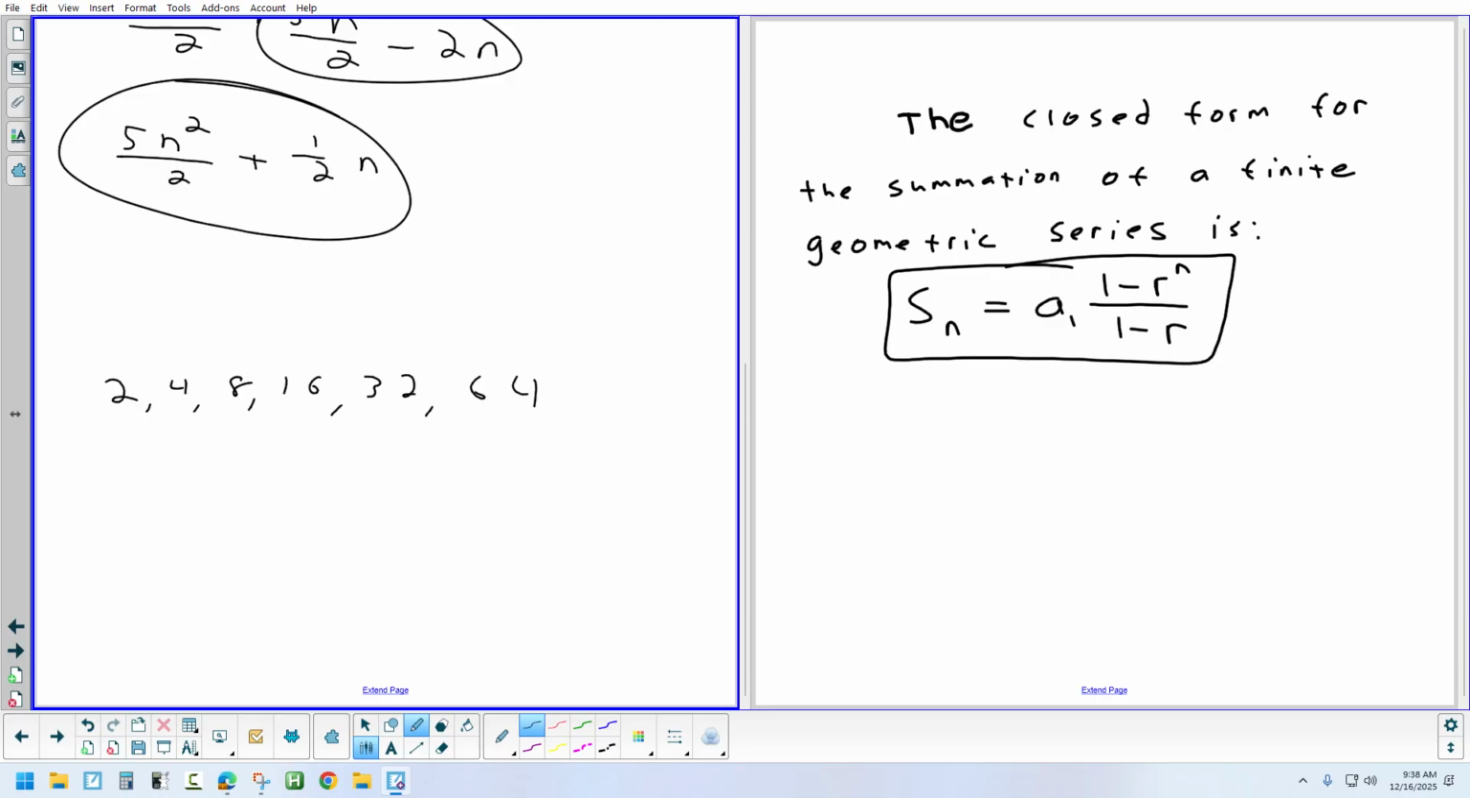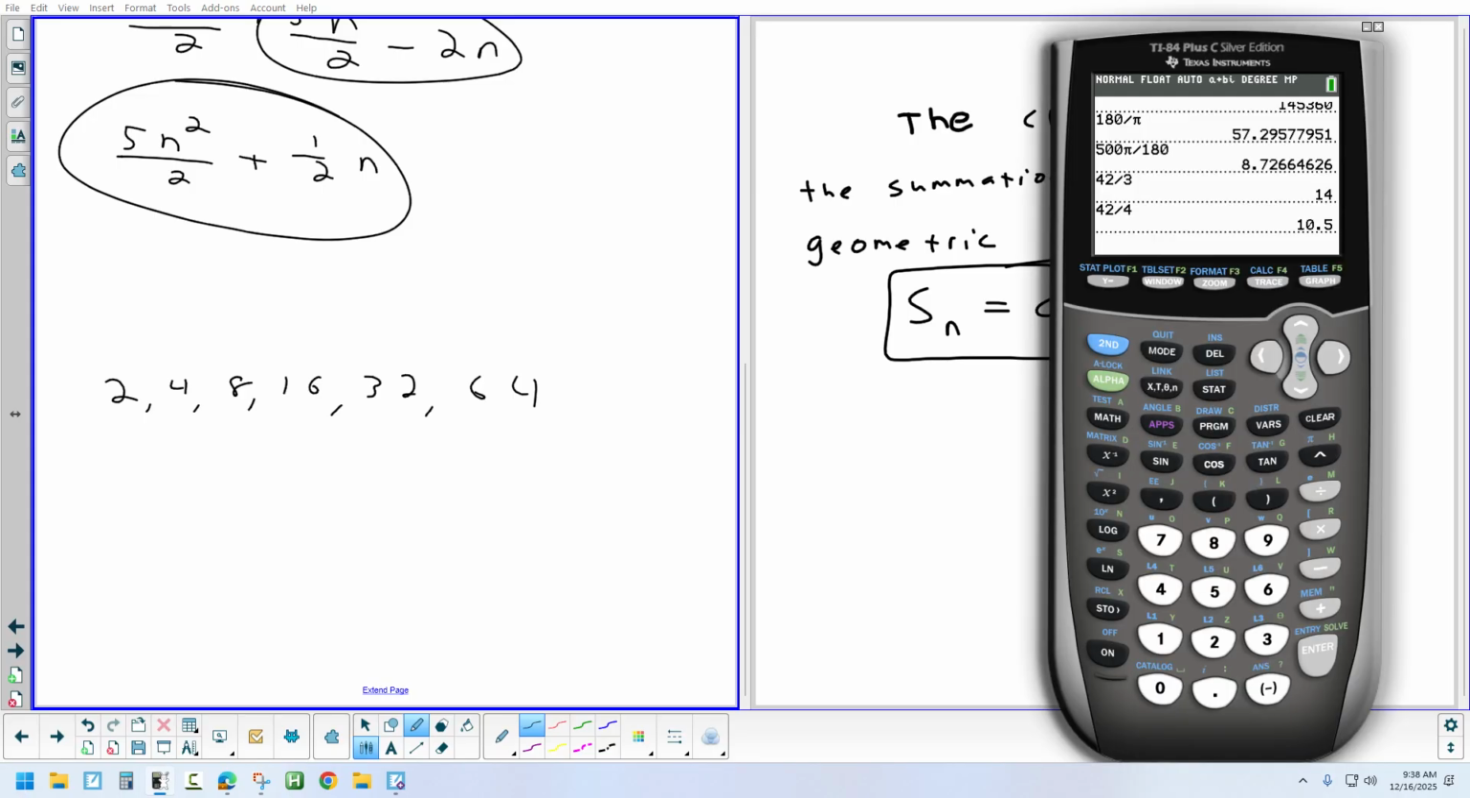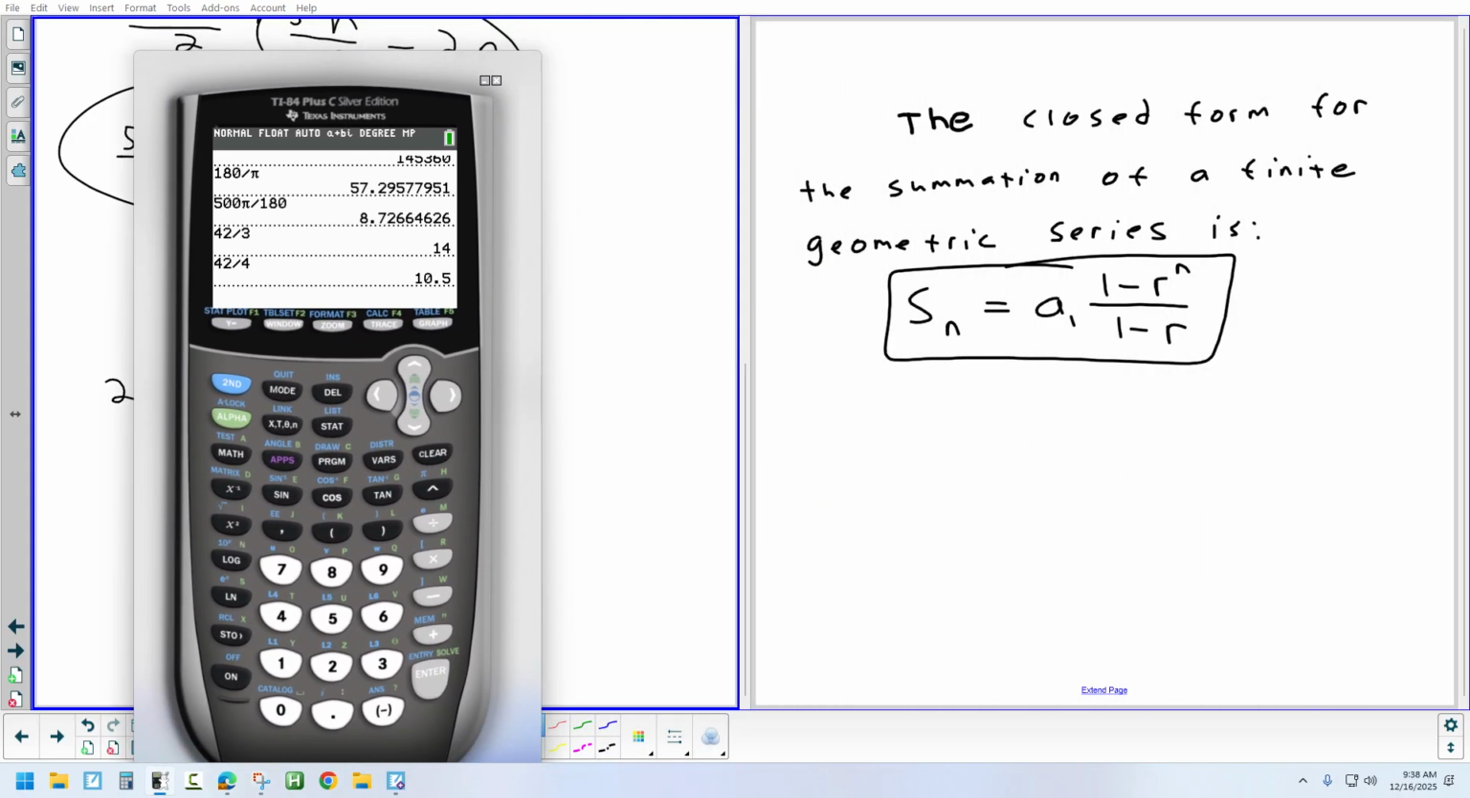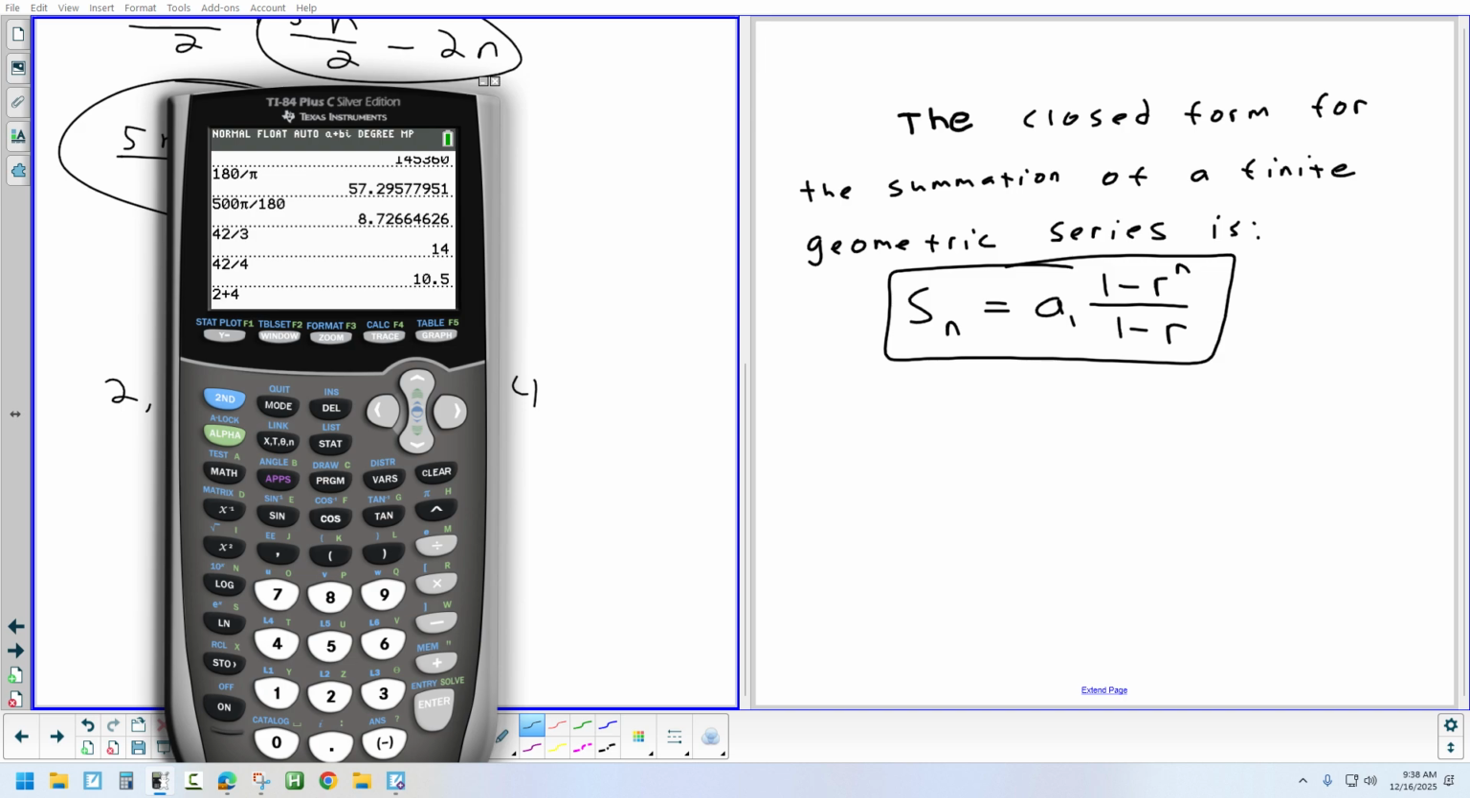How many terms did I just write down on the board? 6. Okay. So let's add them up by hand, and then let's try adding them up with that formula, because 6 doesn't take that long to add up. So we've got 2, 4, 8, 16, 32, 64. And if that's all I had to do, well, I would just do it that way. Adding up 6 terms doesn't take that long.